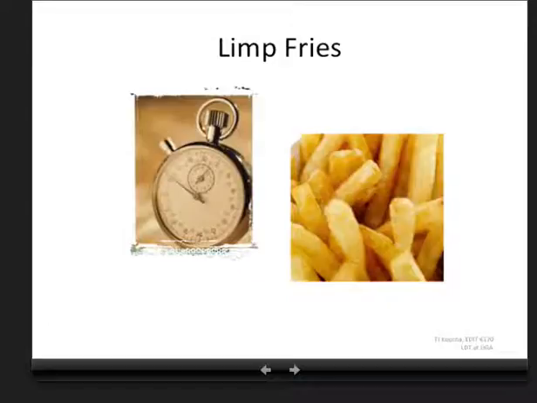Now, just a couple things to say about this example. I'm pretty sure it's based in reality. I believe that the timer part of it was true. The poster part of it I added myself, but it's based in reality.